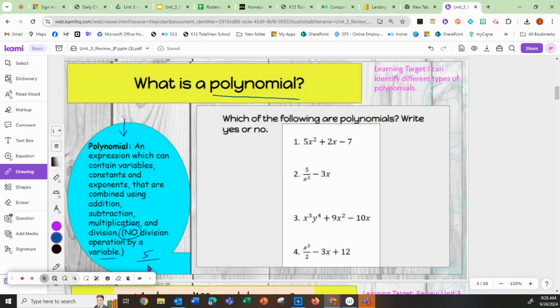So anytime a variable is on the bottom of the fraction, or if you're dividing by a variable, that makes what you're looking at not a polynomial. So in these four examples, they're all polynomials except for number 2, because we have an x in the denominator. All of these are polynomials. Number 4 is kind of iffy because you do see something in the denominator, but it's a number, so it's okay to divide by a number, but it's just not okay to divide by a variable. When that happens, then your expression is considered not a polynomial.